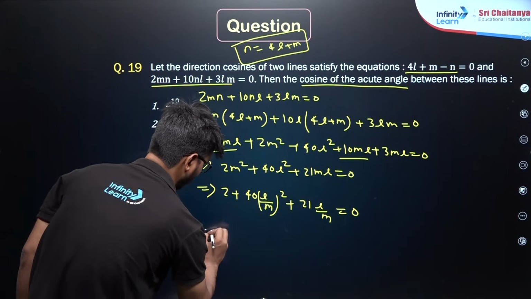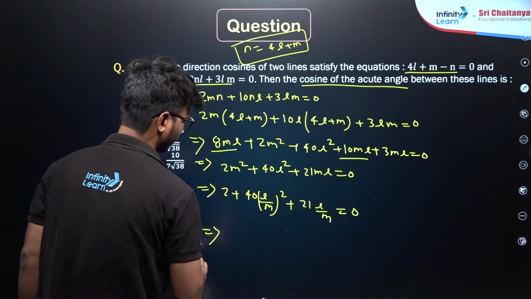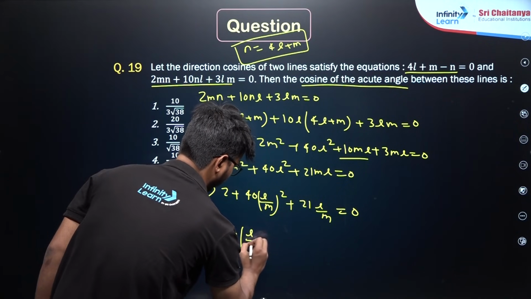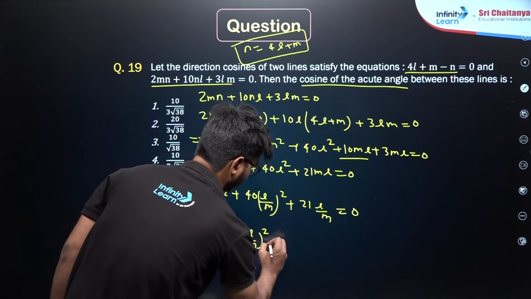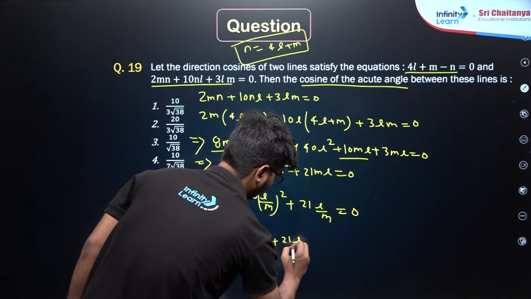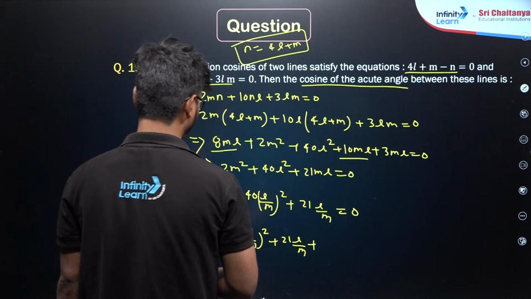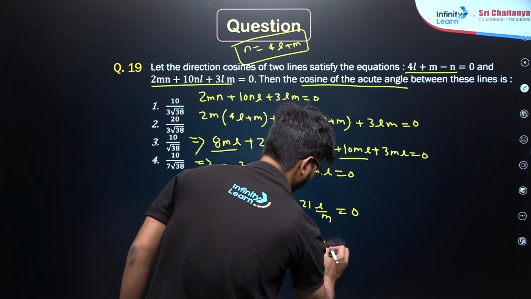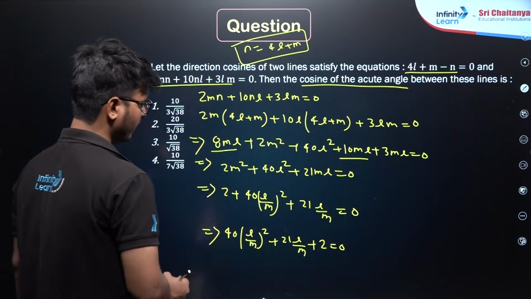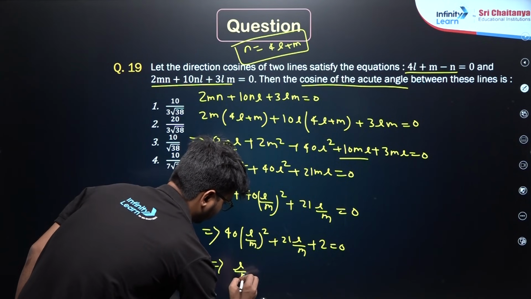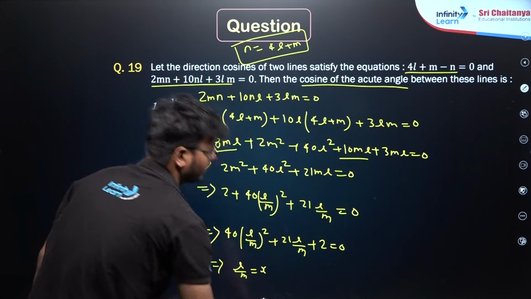So from here I am going to get that 40 (l by m) the whole square plus 21 l by m plus 2 equals to 0. Now to make a quadratic equation I am taking l by m as x. L by m as x I am taking.